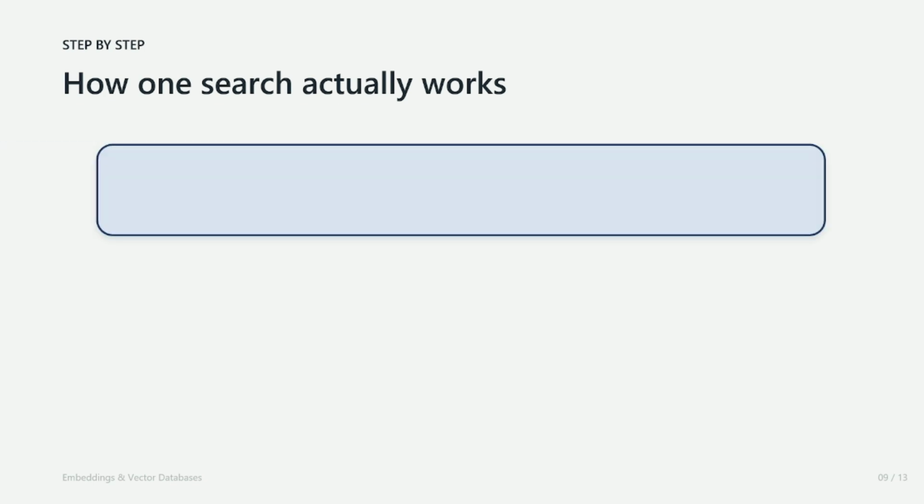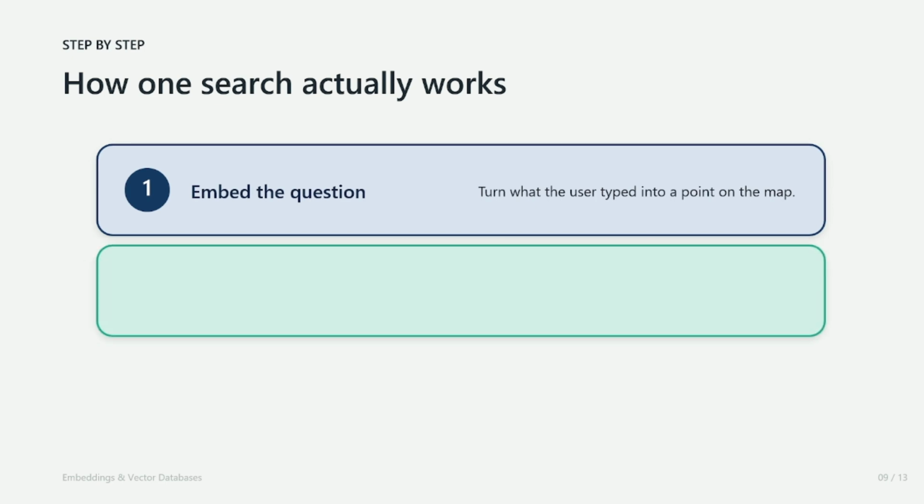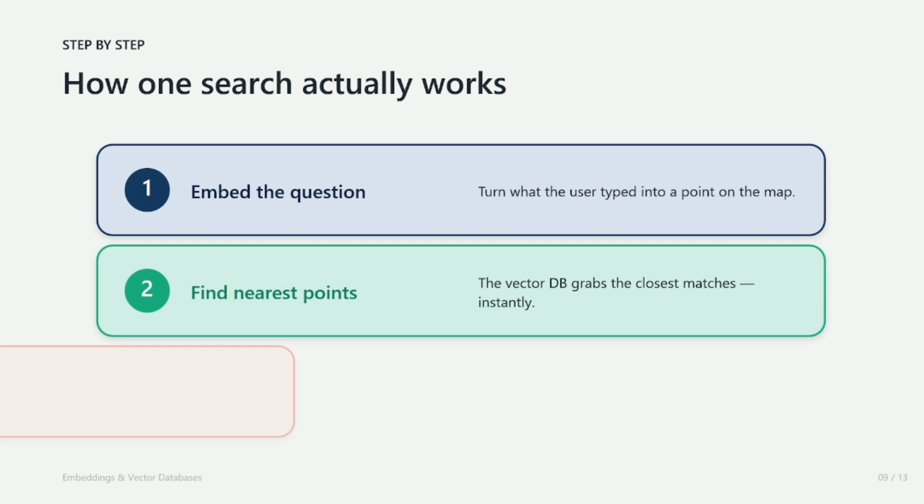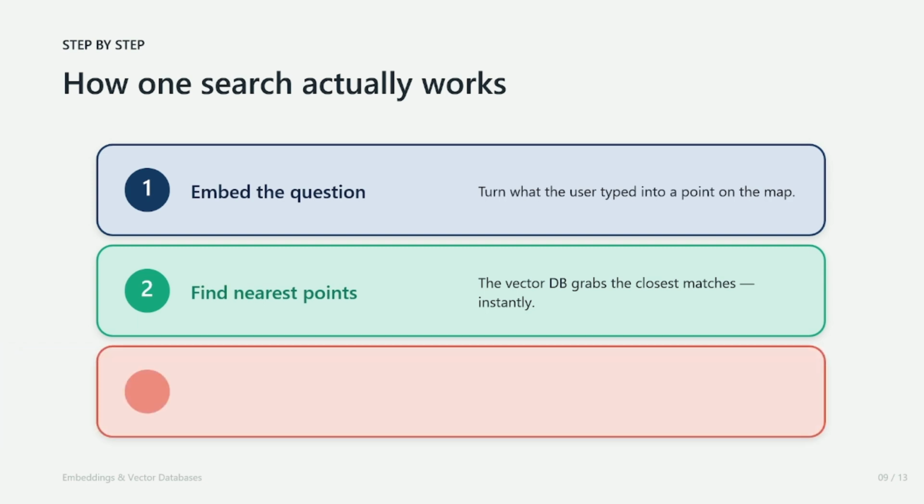So let's watch a single search happen step by step. Step one, we embed the question. We take whatever the user typed and turn it into a point on the map. Step two, the vector database finds the nearest points instantly. Step three, we hand those closest matches to the AI so it can answer using the right information. Embed, find, answer. And by the way, this exact flow is what powers RAG, semantic search, and recommendation engines.